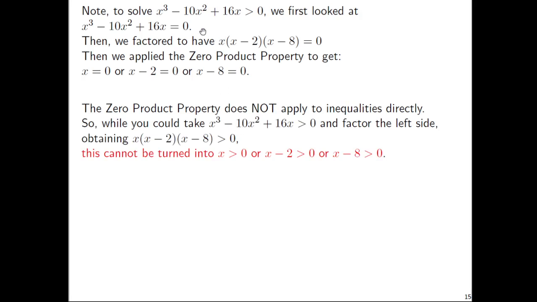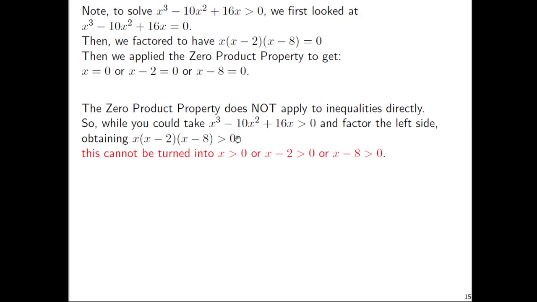So while you could take the inequality at the top, you can technically factor the left side, that's fine. You can have x times x minus 2 times x minus 8 is greater than 0. That's fine, but you can't turn that into x is greater than 0 or x minus 2 is greater than 0 or x minus 8 is greater than 0. That is attempting to use the zero product property on an inequality, which is invalid reasoning. You can never take, even though you have a 0 and you have a product, the zero product property was never for inequalities. It's only for equations. So this is an error, what's written in red.